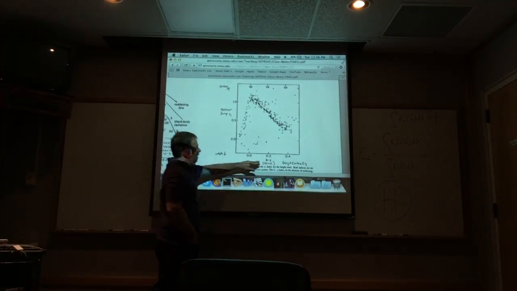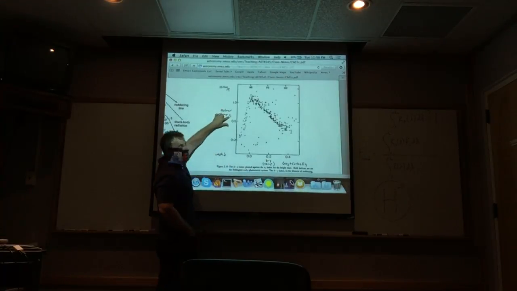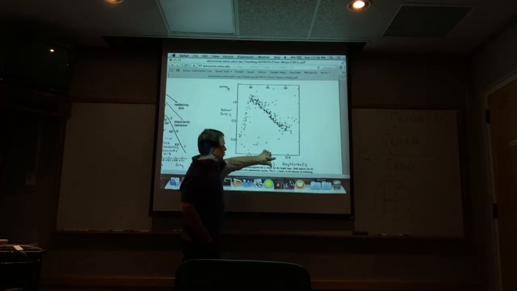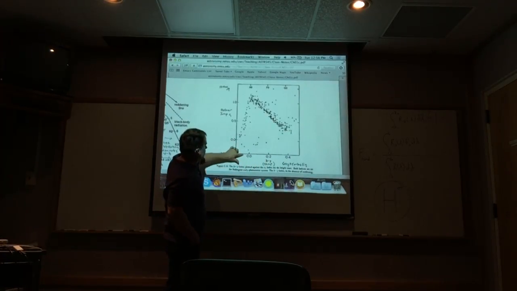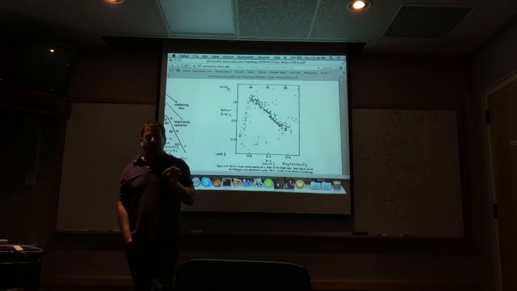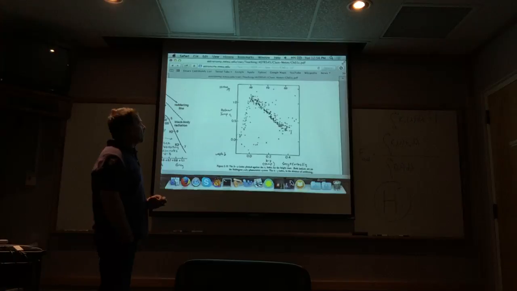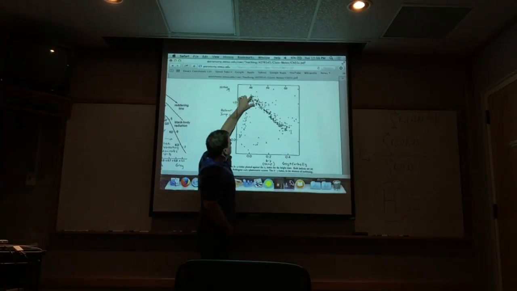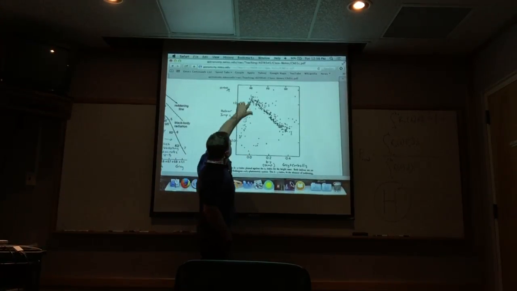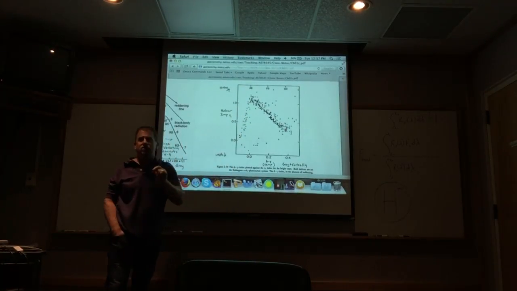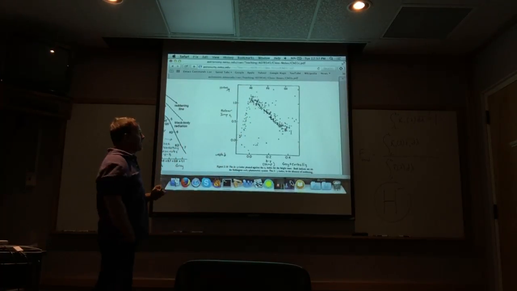Okay. This is B minus Y. This is the C1 index. B minus Y is the temperature going from cooler to hotter. Cooler. 0 is defined as an A0 star. This is all the Vega system. So B minus Y of 0 is defined as the A0 star. I forgot to mention this is all on the Vega system, not on the AB.